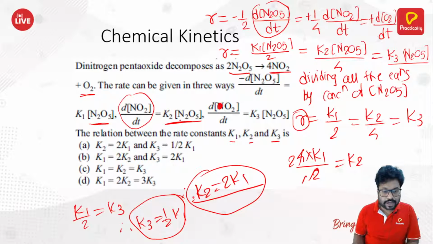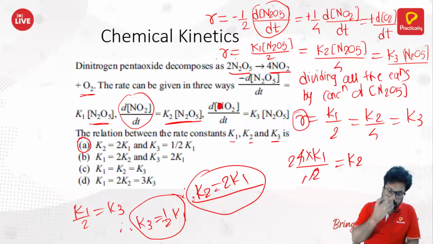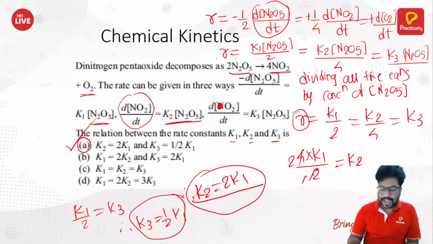Which option belongs to this? Take a look at it. Yes, the very first option, where K2 is equal to 2K1 and K3 is equal to half K1, which makes option A the correct answer. That is why this is the right answer. Okay, moving ahead.